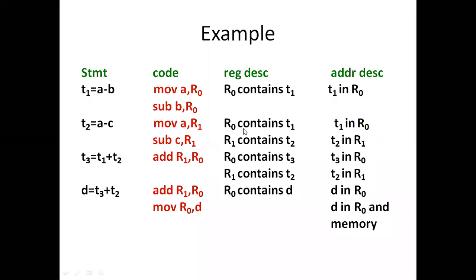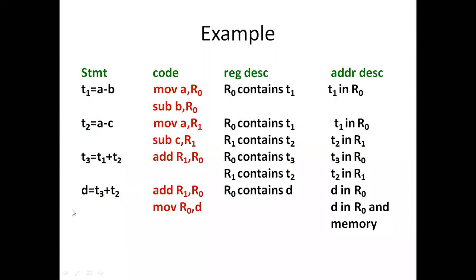And up to now R0 was with temporary T1. But it was changed here, because now R0 contains T3, and R1 contains T2. In both the second and the third intermediate statements, R1 contains T2, but here there is a change in the temporary storage. Here R0 contains T3, and this is nothing but the status, and T3 is the operand descriptor here, right? And now, in the address descriptor, T3 is in R0, T2 in R1.